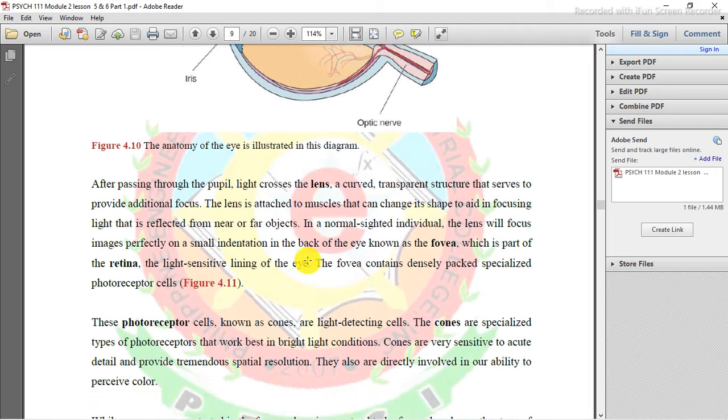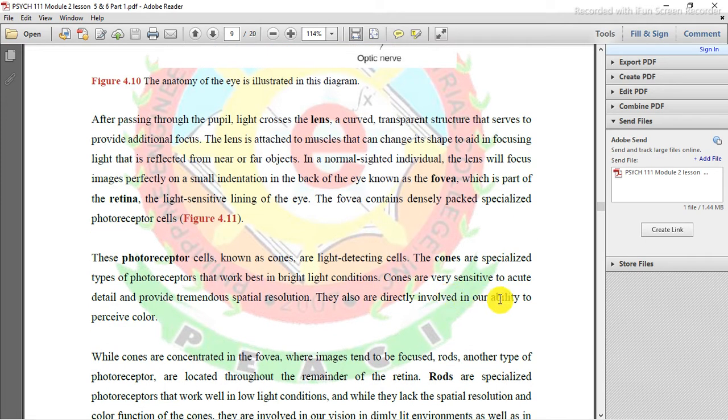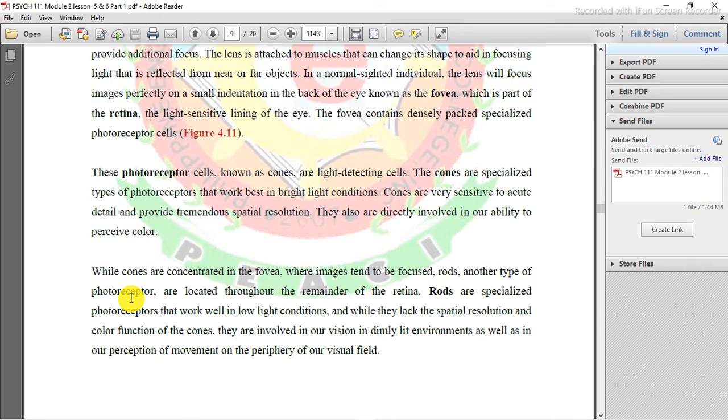Hindi pa sa next illustration pala. Cones are very sensitive to acute detail and provide tremendous spatial resolution. Okay? Yan yung parang sa camera lang, di ba? We have the rods, specialized receptors that work well in low light conditions. Okay?